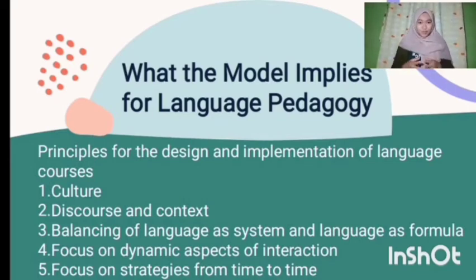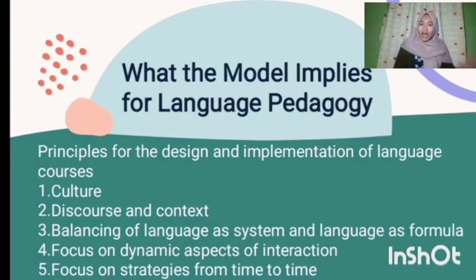Today I'll explain about the model implications for language teaching. Based on the revised model that my friend has described, it suggests teachers create and design a language course that aims at giving learners the knowledge and skills they need. Basically, the course should make students linguistically and culturally competent in a second or foreign language.